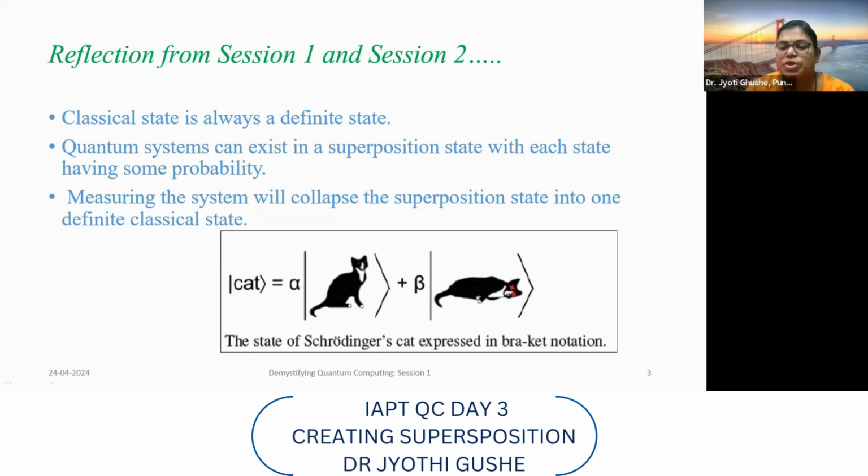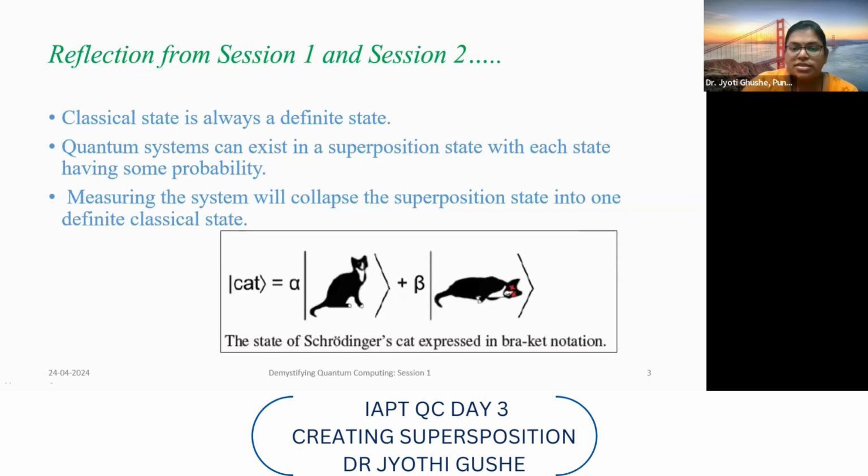We talked of flipping of the coin. So when we flip the coin, when it is in the air, it can either show head or tail with 50-50% chances, 50% probability. But once the system is measured, the superposition will collapse and you will get one definite classical state.